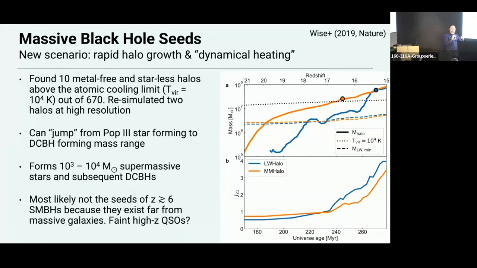So if it's rapidly growing, you can have mergers, it can be disrupted, and if you have a merger, it takes roughly a sound crossing time to equilibrate, and then to collapse, it takes another free fall time. But if it grows past this little gap within those 2 timescales, you can actually forego typical population 3 star formation and start to have enough gas in the center of the halo to actually support these massive black hole seeds.